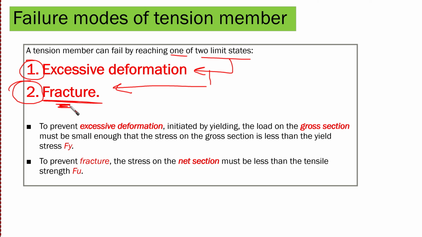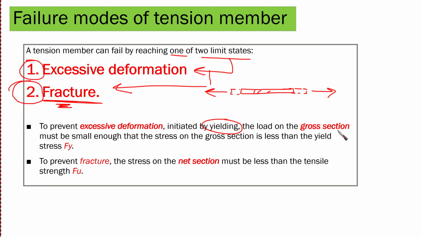Fracture is related to the material itself. Excessive deformation is related to the element itself, and we are going to understand what the meaning is here. To prevent excessive deformation, if we have an element under tension and we are afraid of excessive deformation or elongation of the element under the tensile force, it is going to be initiated by yielding. So excessive deformation won't take place unless yielding occurs in the gross section of the element.